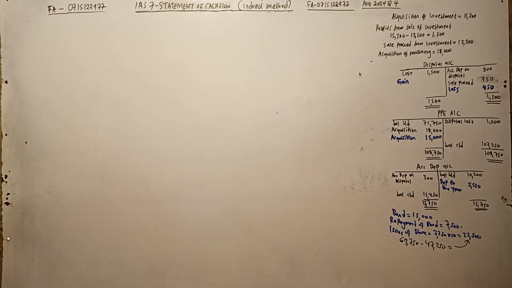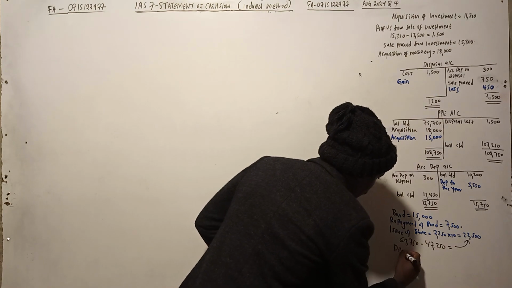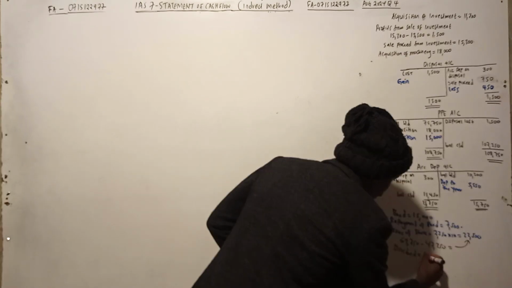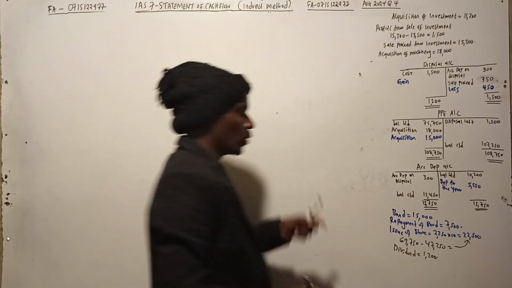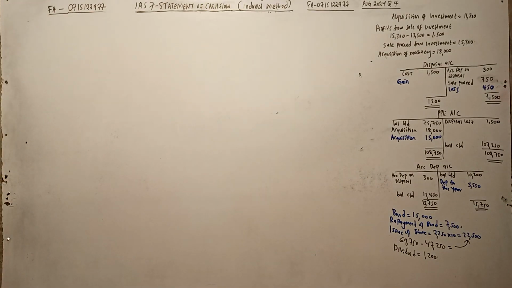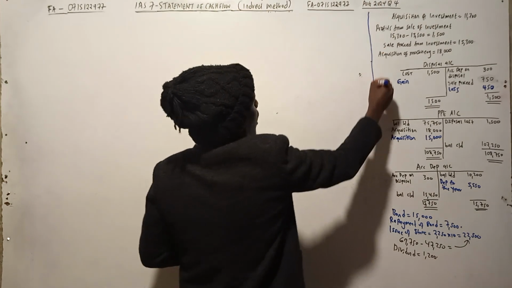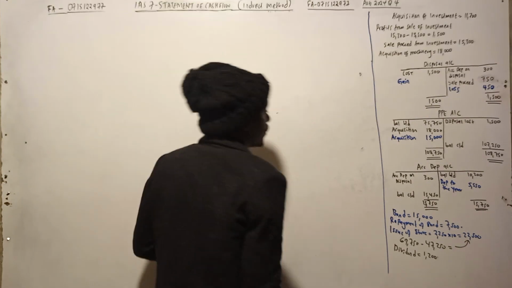We are done with that. Then the company paid a dividend of 1,200. Dividend paid. So you write it here: dividend paid, you can confirm if it is correct. Dividend paid is 1,200. Remember the formula for dividend paid? When I started this class, I told you how to get the dividend paid.